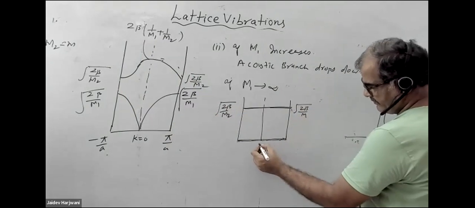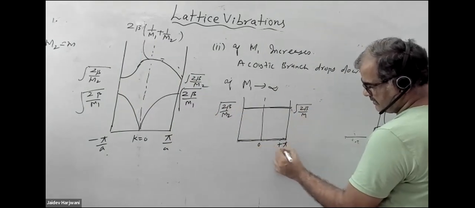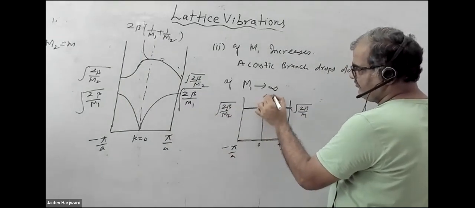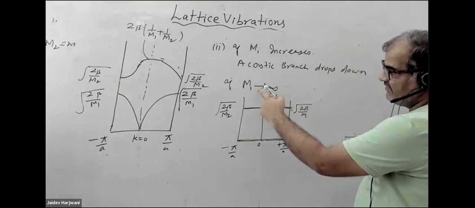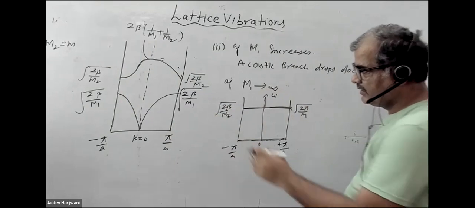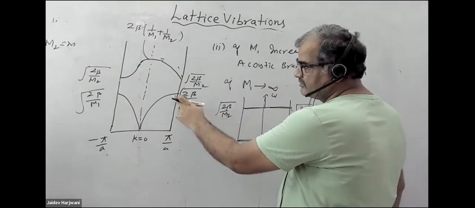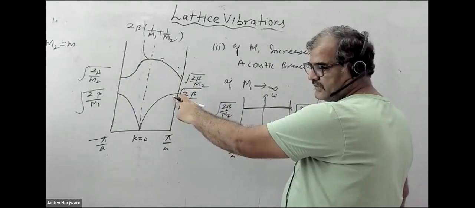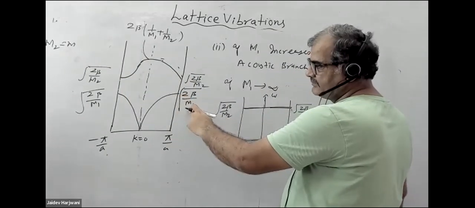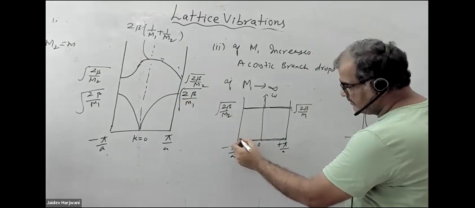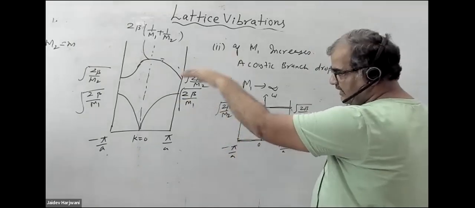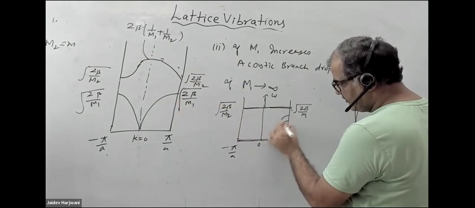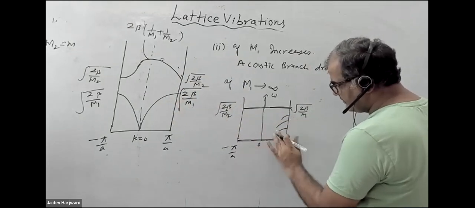Sir, can you explain once more? Yes. If m1 is infinite, so this frequency will become what? 0, because m1 is infinite. Yeah. See, if m1 is increasing, it is coming down slowly. Earlier it was here, then it will come here, then here. If m1 is infinite, this becomes 0.